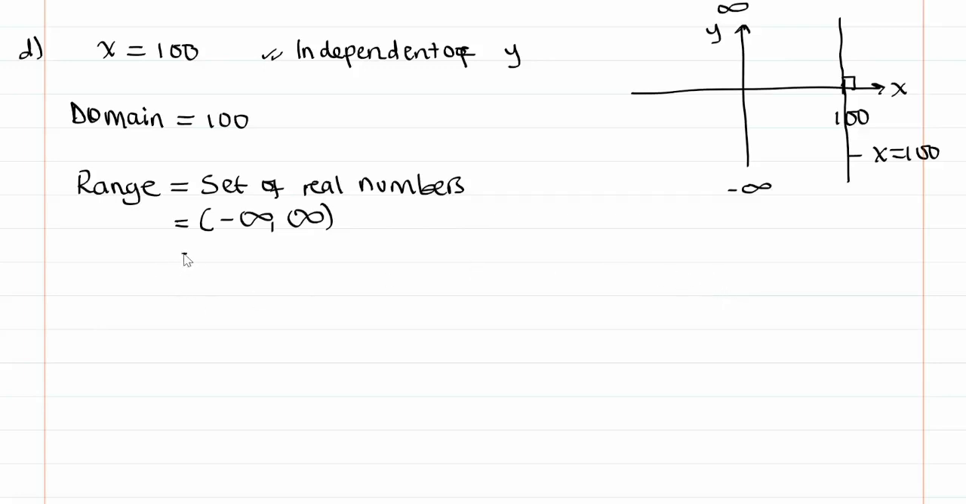And in the set builder format, our range is the set of y, for which y is a set of all real numbers, and this is the solution. This is the domain, a fixed value 100, and the range is any real number from negative infinity up to positive infinity. So this is the end of us looking at domain and range of linear functions.